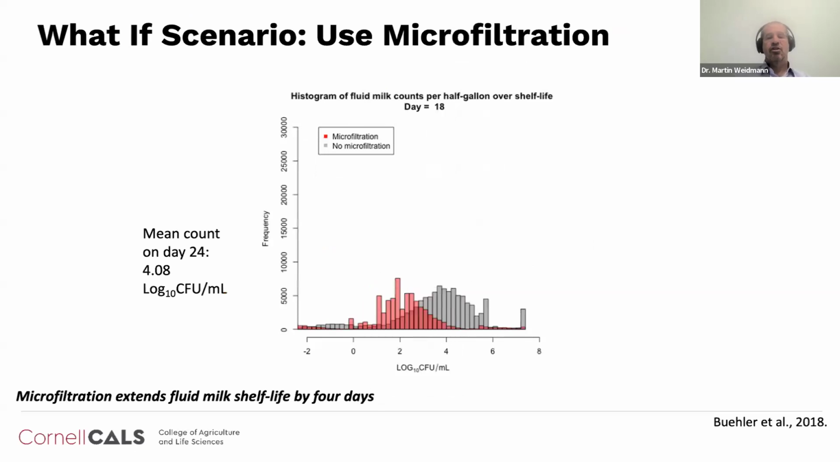What we can also do with this tool that is now very important for processors is, if a processor comes to us saying, well, we have this expensive piece of equipment that is called microfiltration, where we can filter out some bacteria, what will it do to the shelf life? We can model that, and you can see in red what happens when the milk is microfiltered versus in gray what happens if it is not. And we can say, on average, you will extend your shelf life by 4 days.